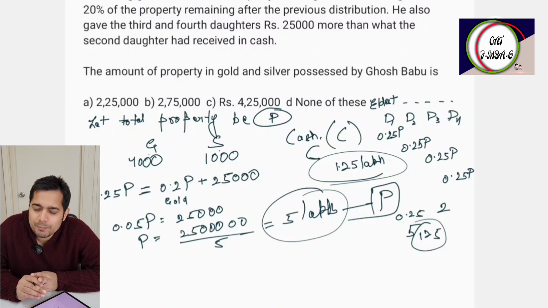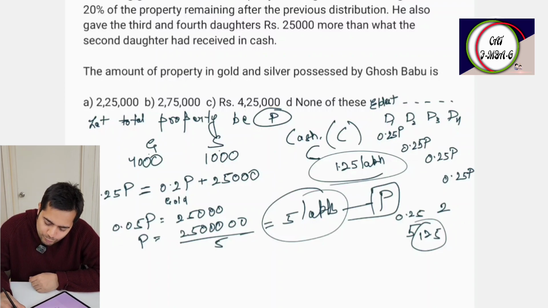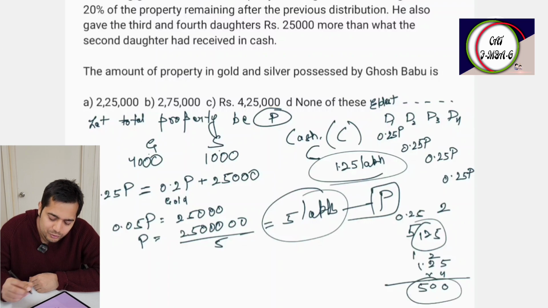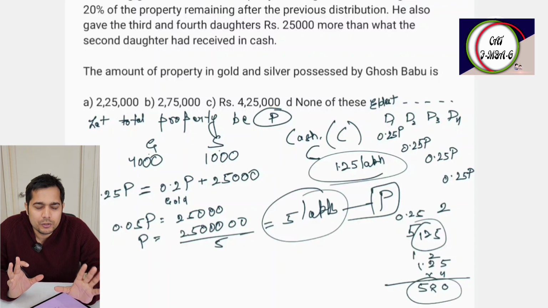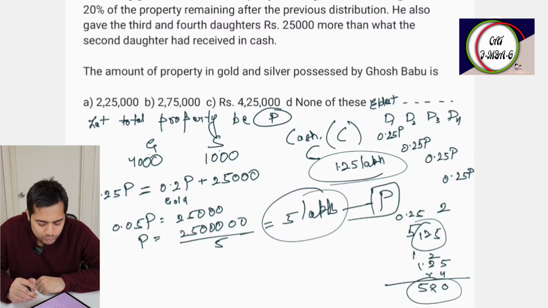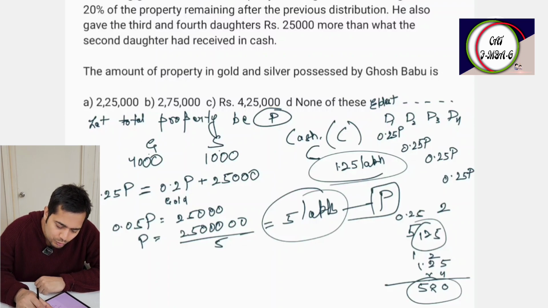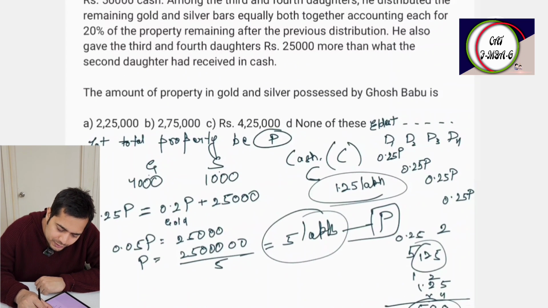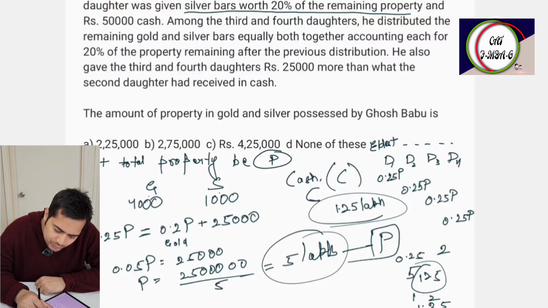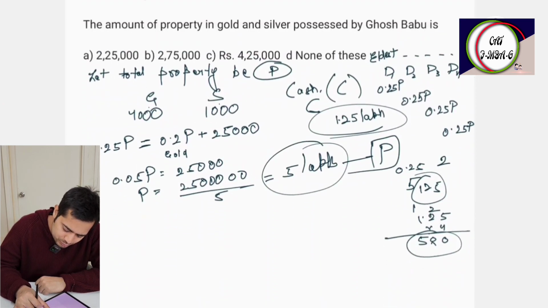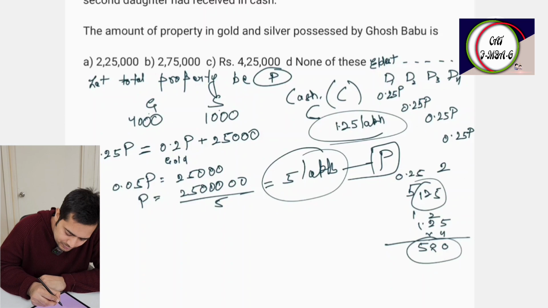And while solving these types of questions, you can use the calculator also. So 1.25 into 4, if you do it, gives 5 lakh. Okay, so every daughter is going to get 1.25 lakhs. Now let us try to understand what else is given. It is also given that, so first let us write daughter 1, daughter 2, daughter 3, daughter 4.